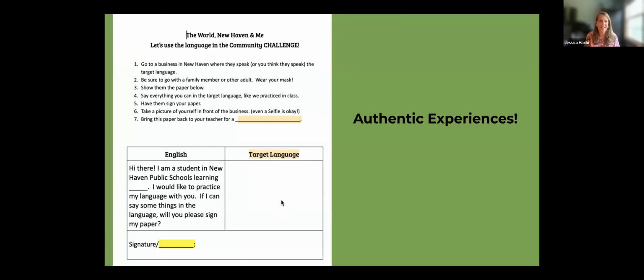But we tell the kids, go to a business where they speak the language. And I'll show you in a minute, we've taught the kids where some of those are. Go with a family member, show them this paper. So we're going to have it written in Arabic or Chinese or Japanese or Spanish or French, right? And they say everything they can in the target language like we practiced in class, have them sign your paper, take a picture of yourself in front of the business and bring it back, and then we can give them a prize or give them 100 on a quiz grade or whatever you want to give them, right? And then we have them signed.